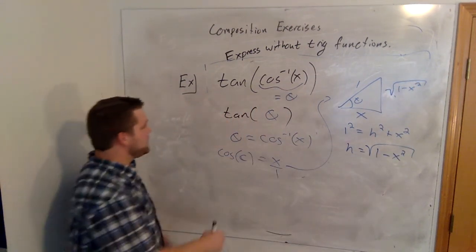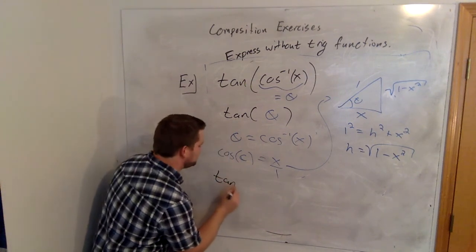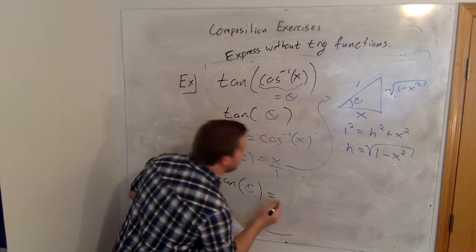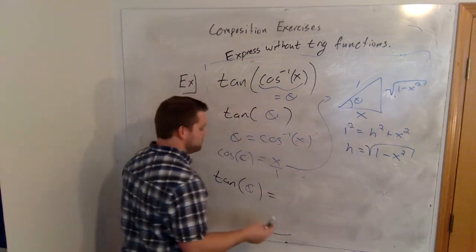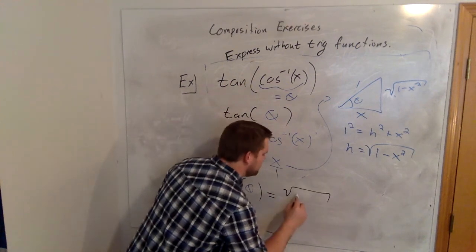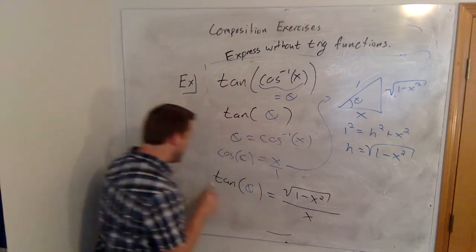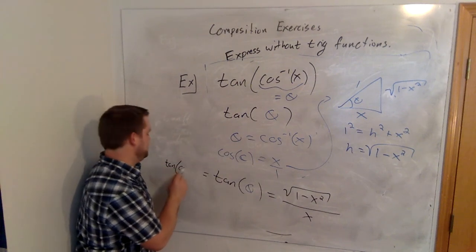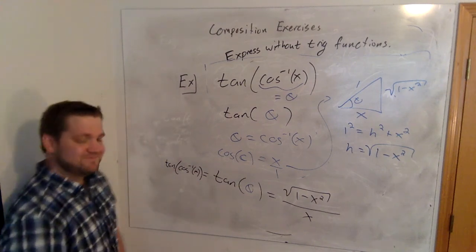And what do we want to figure out? We're trying to figure out what is tangent of that angle. Tangent is opposite over adjacent. So that's going to be the square root of 1 minus x squared all over x. This is the same thing as the tangent of the cosine inverse of x. How fun is this? That's so cool.